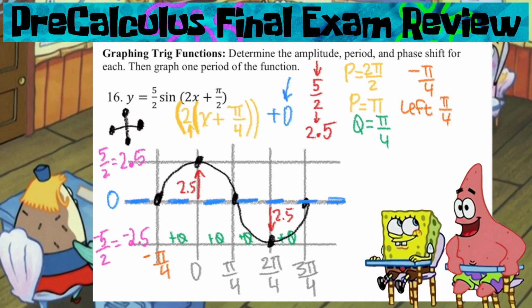Anything else? No, I don't think so. My range would be negative 2.5 to 2.5 with brackets, and again, my domain is negative infinity to infinity. Tan, cotan, secant, cosecant do not have a domain of all real numbers, but sine and cosine do. I think that's more than everything. I went into a little bit more detail in example number 15.